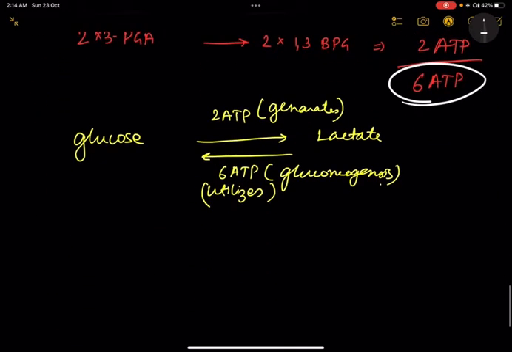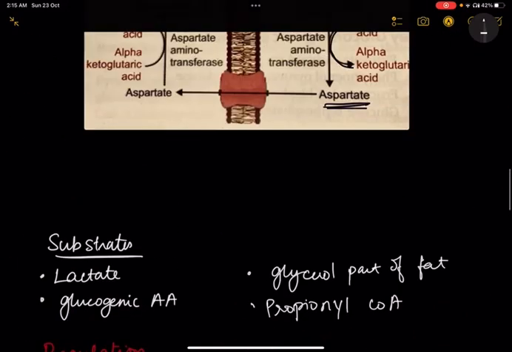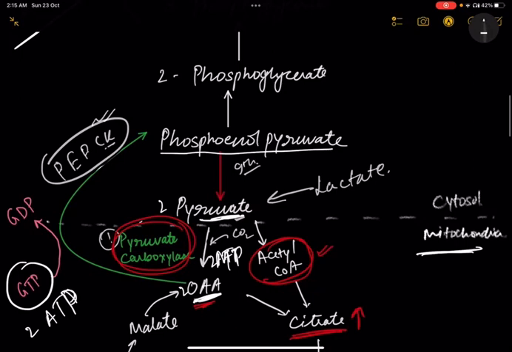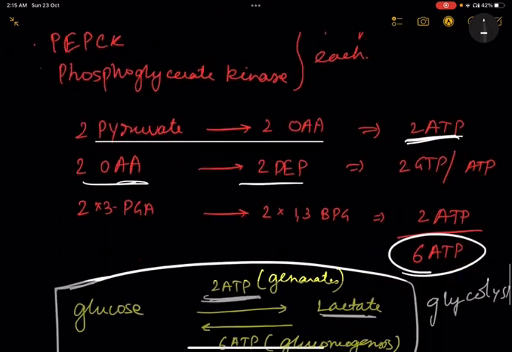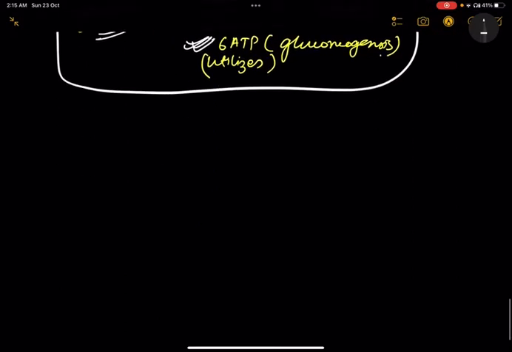As a summary, we can say that if glucose is converted into lactate, as in the case of glycolysis, then 2 ATP is generated. And we took lactate, a non-carbohydrate precursor. If lactate is converted into glucose, it will utilize 6 ATP for the formation of glucose. So this was all about our gluconeogenesis.